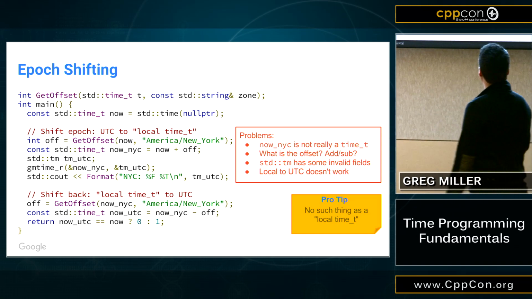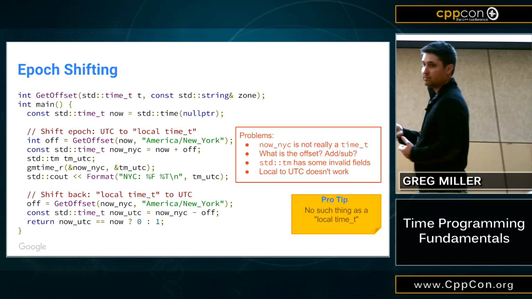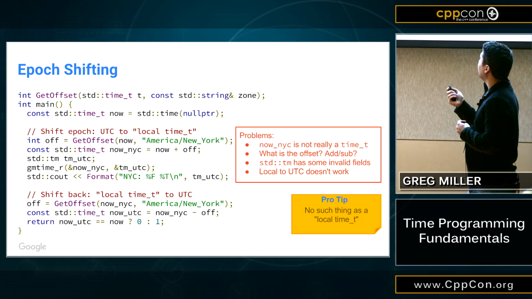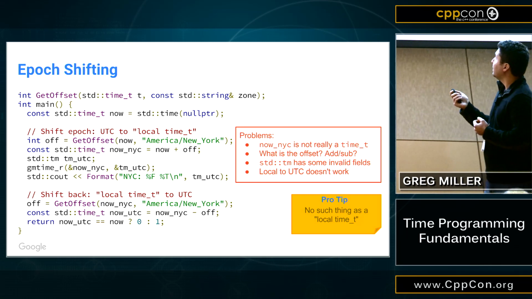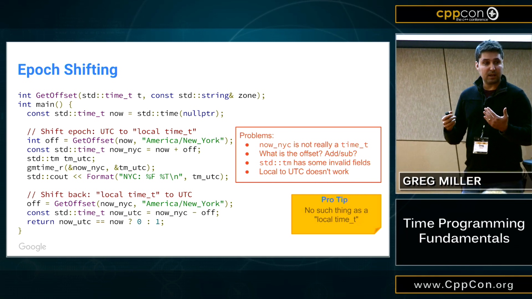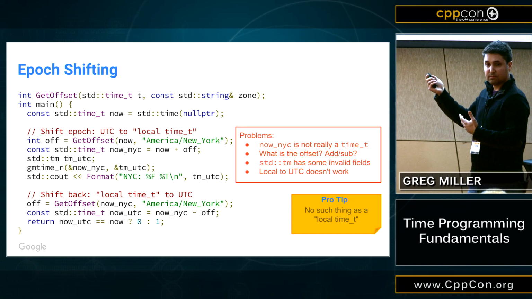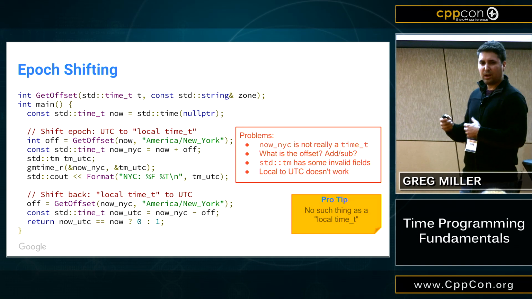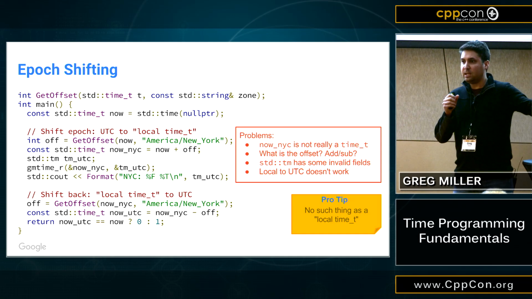I'm going to say the most fundamental problem here is that now NYC is not really a time_t. Let me explain. There's 2 ways I can think about what I'm doing here. I'm taking now and I'm adding an offset to it. So either now NYC doesn't represent now, it represents some other time that's offset seconds or whatever away from now. Or I could say, well, I'm going to pretend it actually does represent now, and I've just shifted the epoch instead of the actual instant in time.